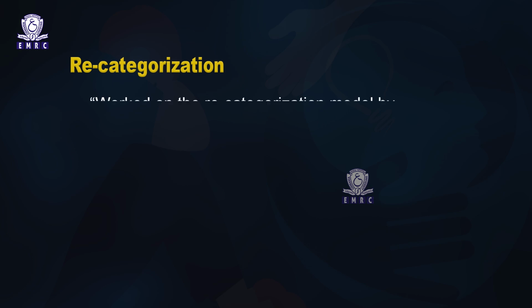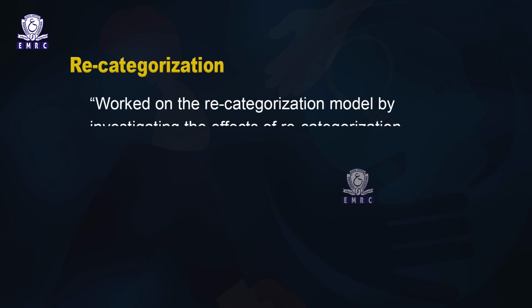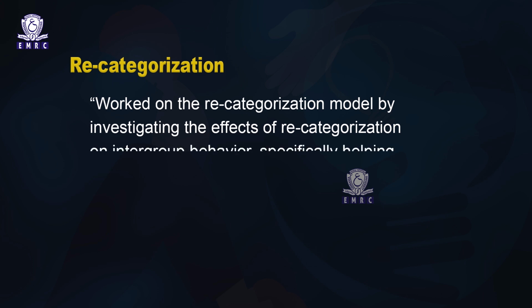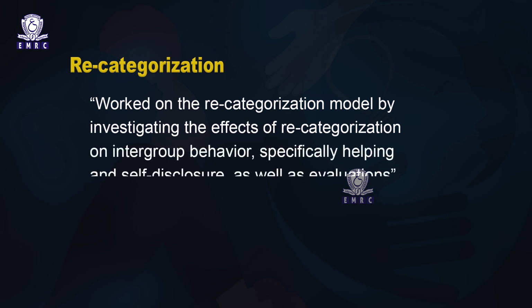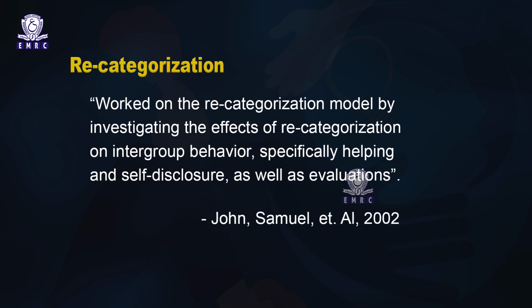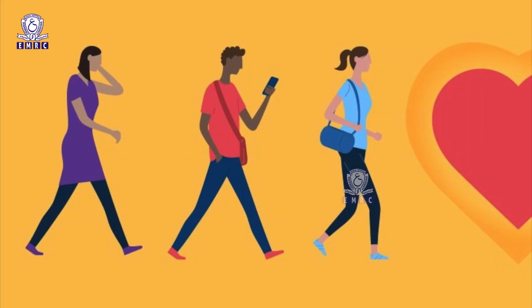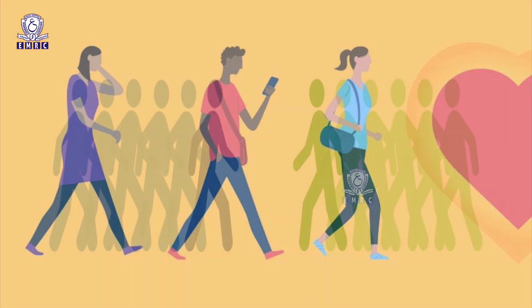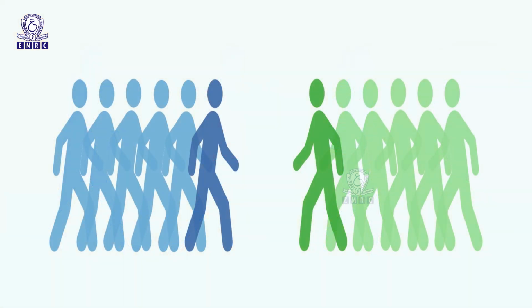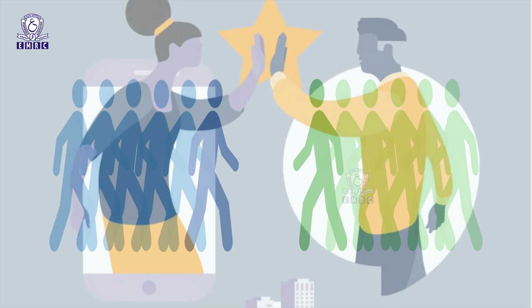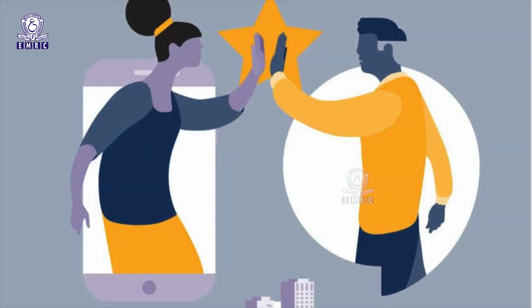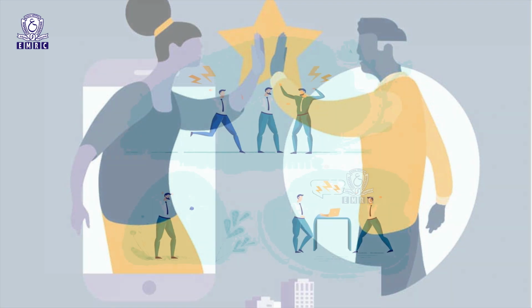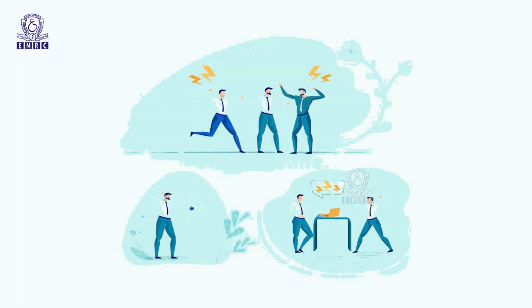John, Samuel and others in the year 2002 worked on the recategorization model by investigating the effects of recategorization on intergroup behavior, specifically helping and self-disclosure as well as evaluation. Participants first worked as members of 2-3 person groups, and then the two groups interacted under conditions designed to enhance a two-group representation or recategorization with an inclusive one-group representation.